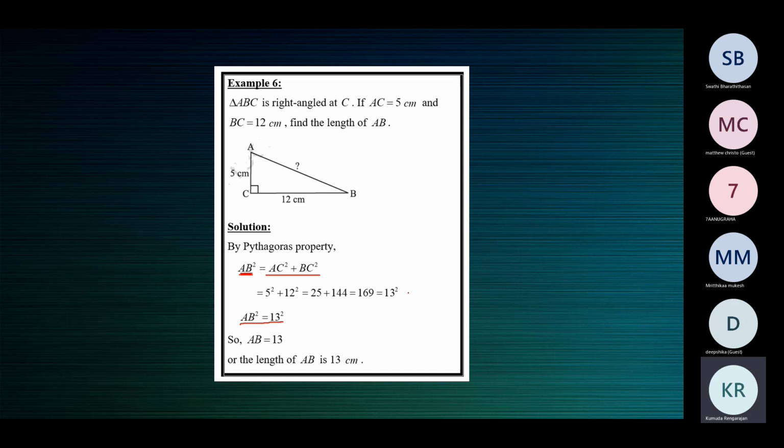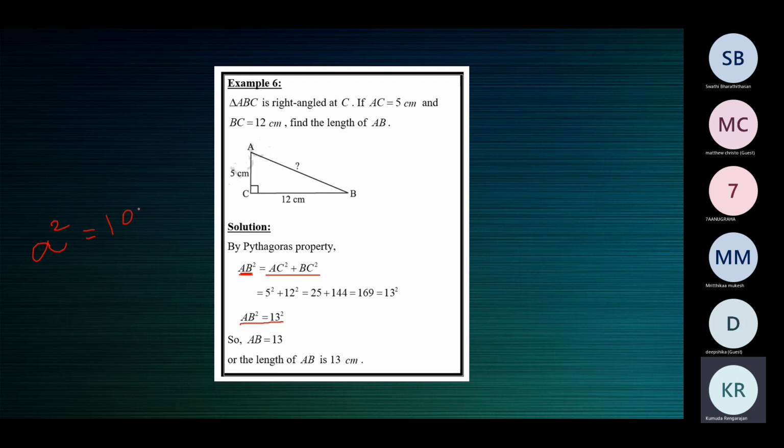All right. If you get 900, you will know it is 30 square. If you know the square tables and you get 576, you would immediately write 24 square, because 24 into 24 is 576. 26 into 26 is 676. Okay, so please learn that. So 169 is 13 square. So AB square is 13 square. So AB is 13.